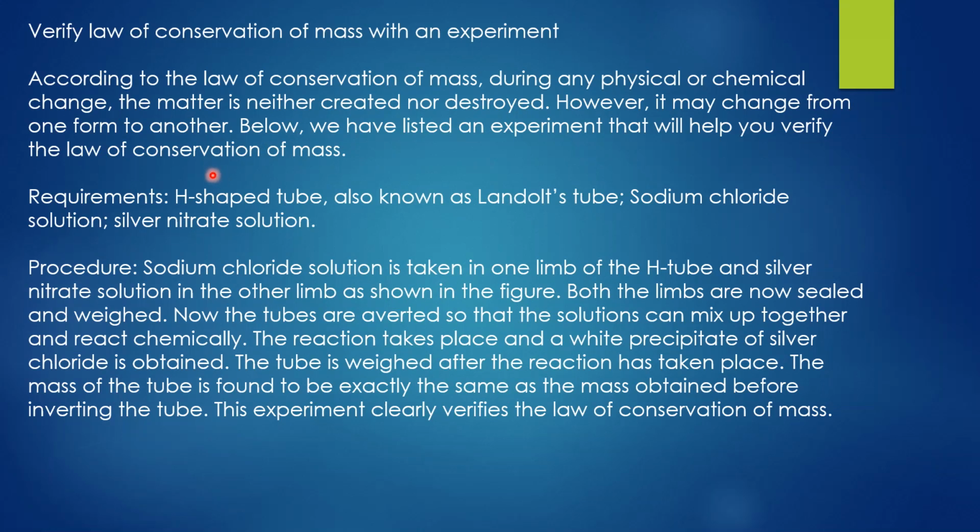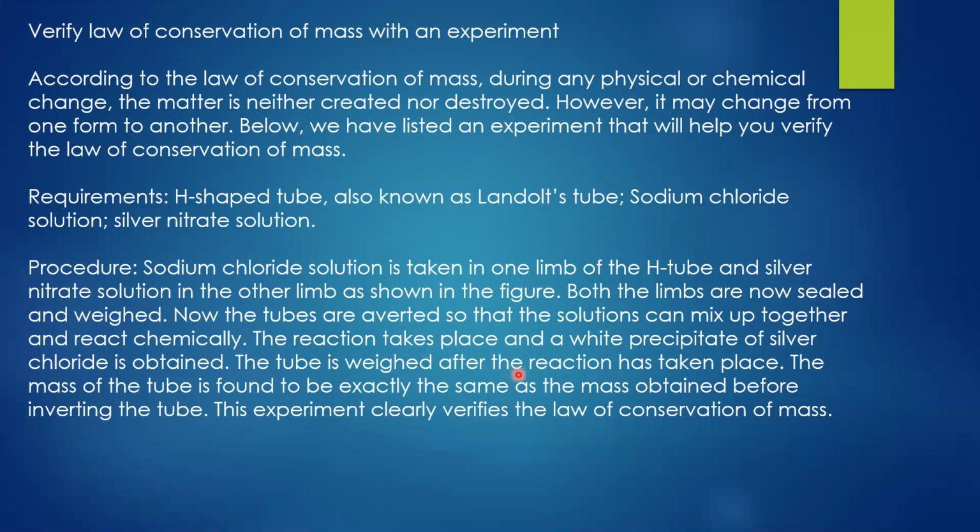What are the requirements? An H-shaped tube, which is also known as Landolt's tube, sodium chloride solution, and silver nitrate solution. Sodium chloride solution is taken in one limb of the H tube and silver nitrate solution in the other. Both the limbs are now sealed and weighed. Now the test tubes are awaited so that the solutions can mix together and react chemically.